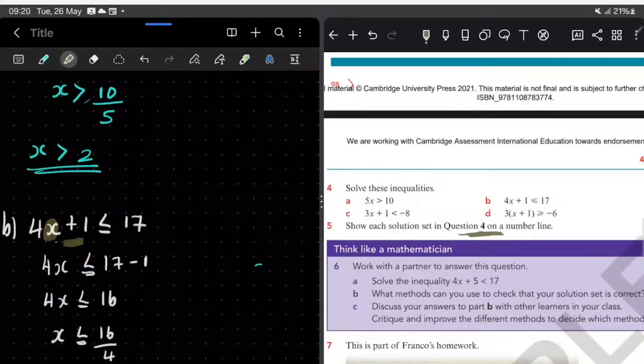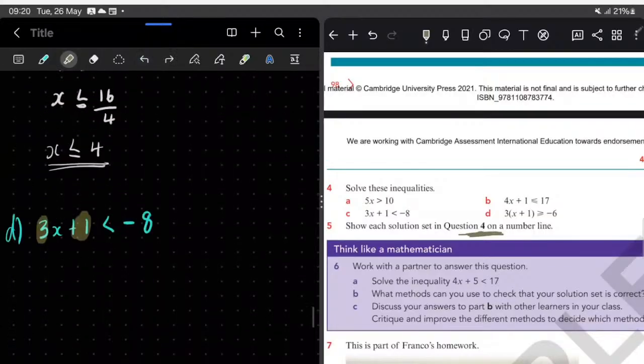Because it is far away from x. It is further. 3 is right next to x. We can't start with it. We start with the plus 1. It goes to the other side. You now have 3x less than negative 8. Then this plus 1 is coming to become a minus 1. You now have 3x less than negative 8 minus 1, which becomes negative 9.